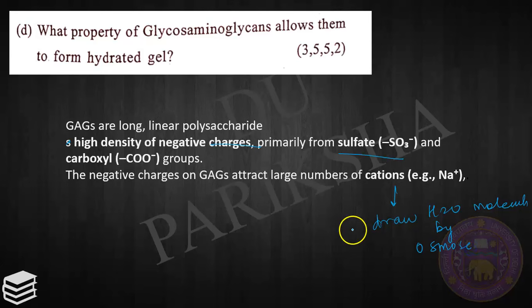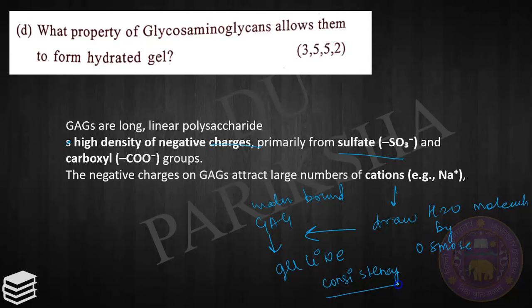and water bound to glucosaminoglycans creates a gel-like structure, or you can say consistency. So they form a gel-like consistency because of this, allowing the extracellular matrix to resist compression.